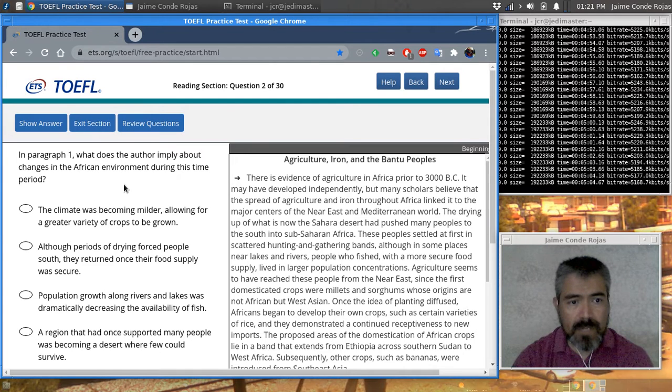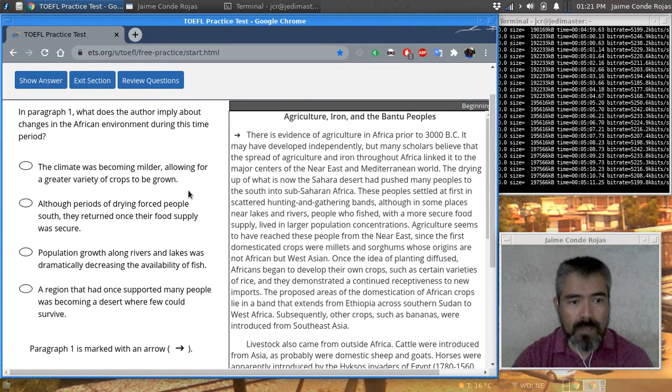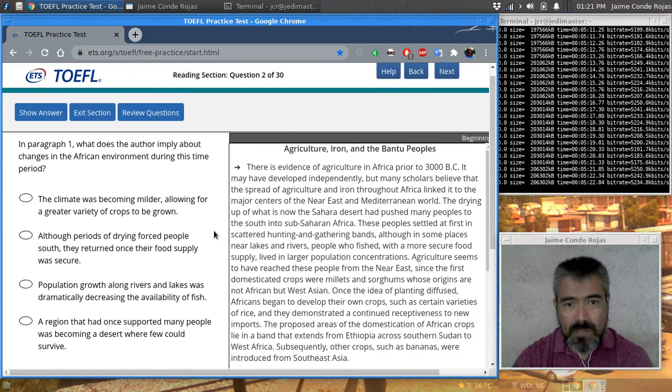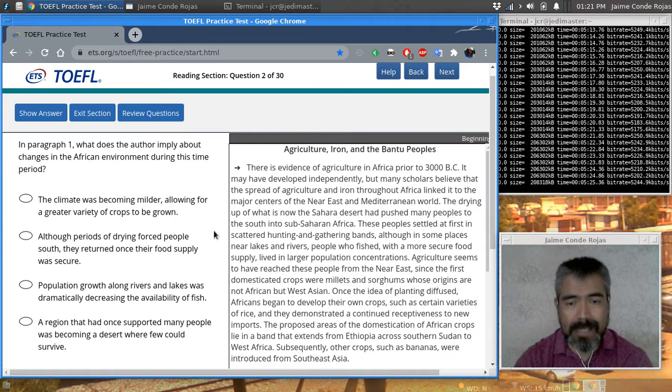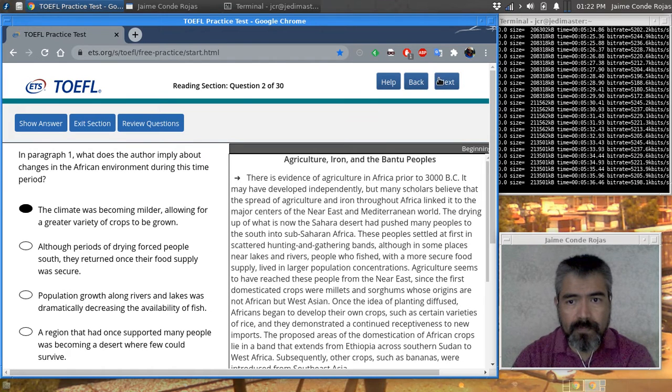In paragraph 1, what does the author imply about changes in the African environment during this time period? I recommend that you first read the questions and then look for information related to this. That is much better than reading the complete text and trying to find the answer. Let's check this.